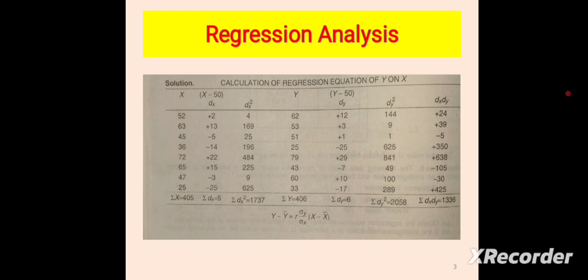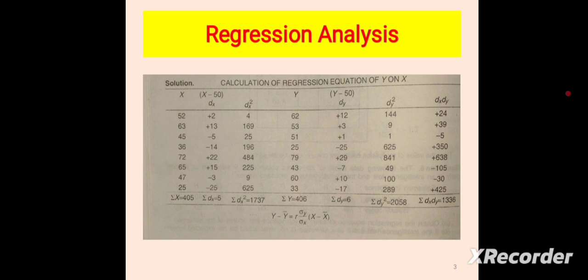So x minus 50. 52 minus 50 is equal to plus 2. 63 minus 50 is equal to plus 13. 45 minus 50 is equal to minus 5, 36 minus 50 is equal to minus 14, 72 minus 50 is equal to plus 22, 65 minus 50 is equal to plus 15, 47 minus 50 is equal to minus 3, 25 minus 50 is equal to minus 25. Plus values are added as plus and minus values as minus, so the total summation of dx is equal to 5.